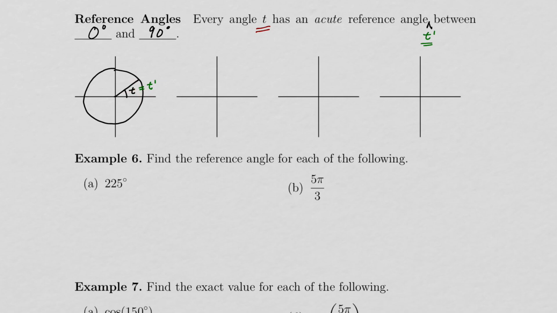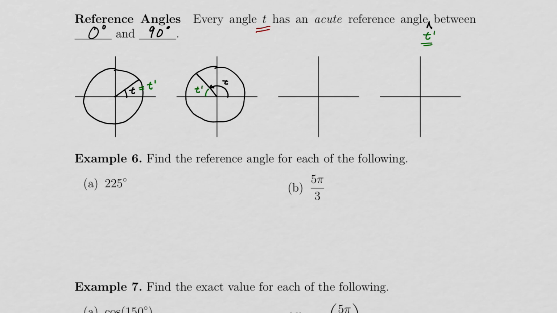What about the second quadrant? Well, in the second quadrant, my actual angle is like this. It's going to go from the positive x-axis counterclockwise, right? So that's my t. So what is the reference angle? Well, the reference angle is just the angle that that terminal side makes with the x-axis, which is this right here. So this is my reference angle, t prime.